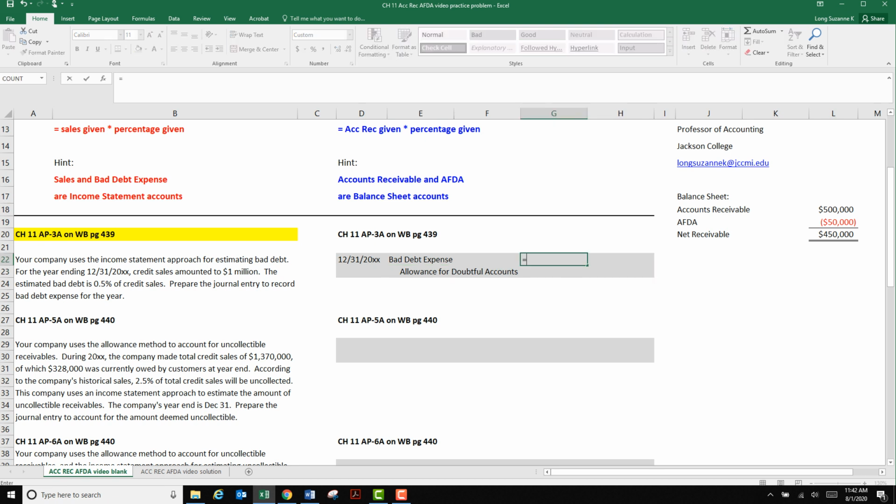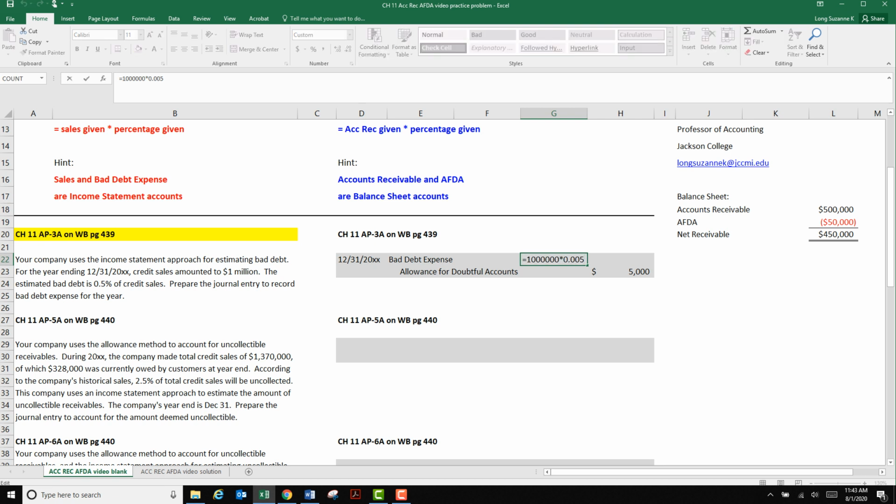So percentage of sales. Sales is 1 million. Watch your zeros. 1, 2, 3, 1, 2, 3. Times 0.5%. Now if I do 0.5, that would be 50%. If I do 0.05, that would be 5%. I need 0.5%, so I need 0.005. How did I do my F2? There we go. There's my F2.